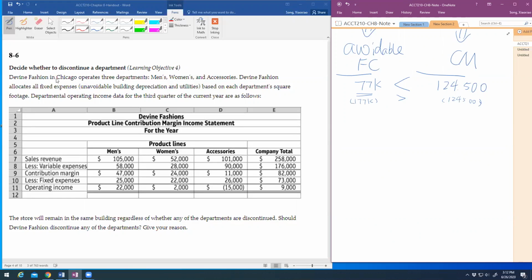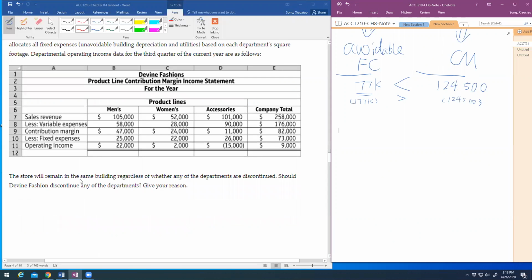Let's look at this one. It's from your textbook. The company has 3 departments: men, women, and accessories. Allocate all fixed costs based on department square footage. Departmental operating income data is given. The store will remain in the same building regardless of whether any of the departments are discontinued. Should the company discontinue any of the departments, yes or no?